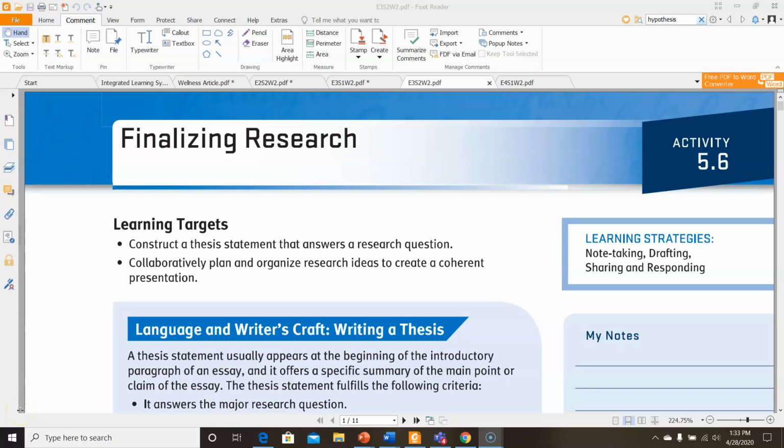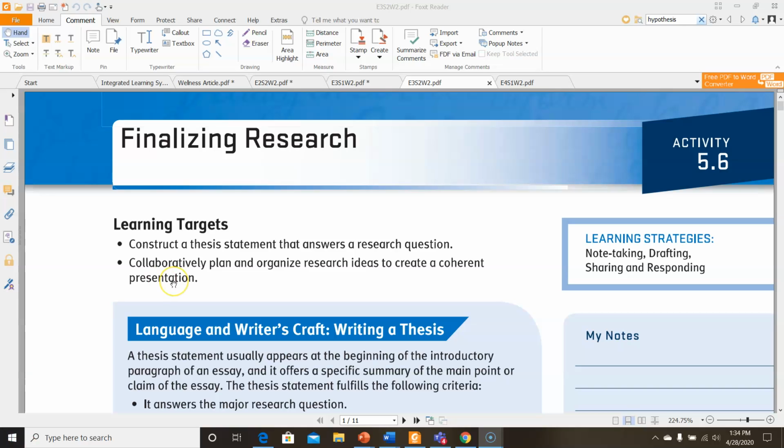Today I'm going to go over English 3 Semester 2 Week 2, Activity 5.6 Finalizing Research. Our learning targets for this activity will be 1. To construct a thesis statement that answers a research question, and 2. Collaboratively plan and organize research ideas to create a coherent presentation.